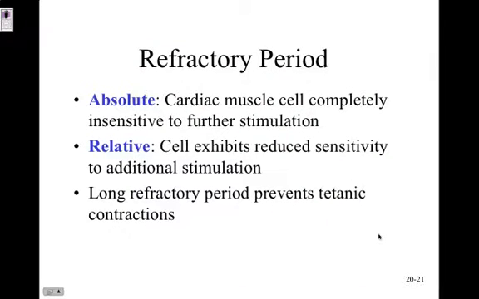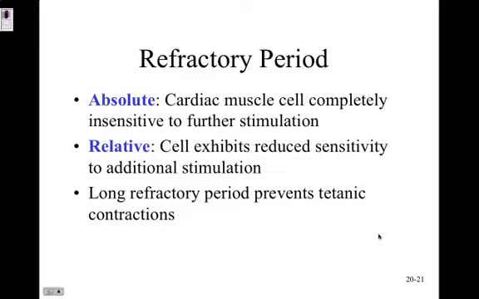Then there's a refractory period, where there's an absolute refractory period where the cardiac muscle is completely insensitive to further stimulation. So if it gets more electrical impulses during this absolute refractory period, it can't have any more muscle contraction occur anyways. The relative refractory period is reduced sensitivity to additional stimulation. Long refractory periods in cardiac muscle prevent tetanic contractions.